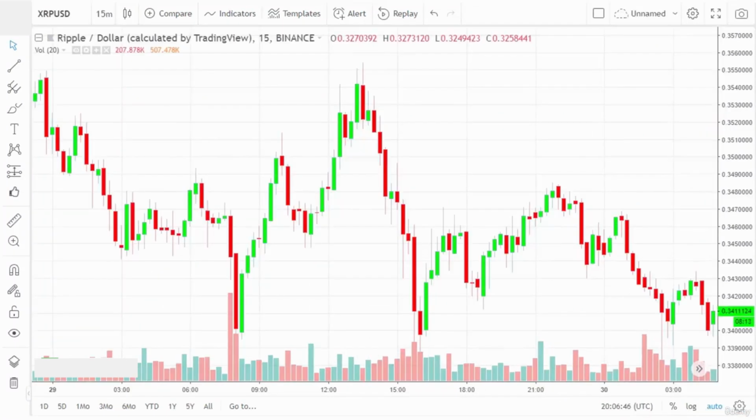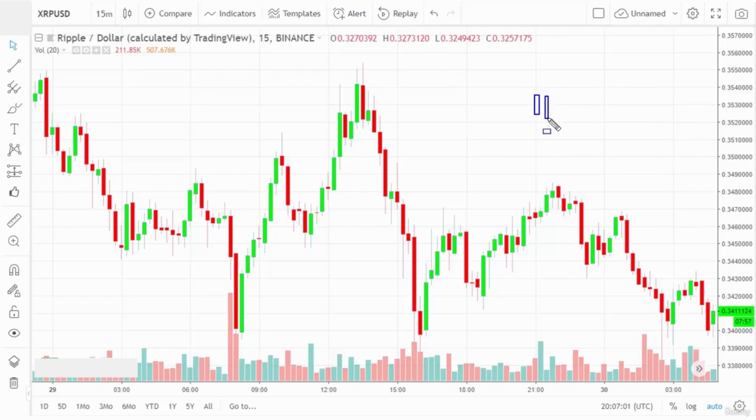You need to make sure that you are completely contained within the mother to be a true harami. In this video, I'm going to take a look at tweezer top and tweezer bottom patterns. These are two candlesticks, and they're one of the most easily identifiable sets of candlesticks, and personally for me have worked out quite well.